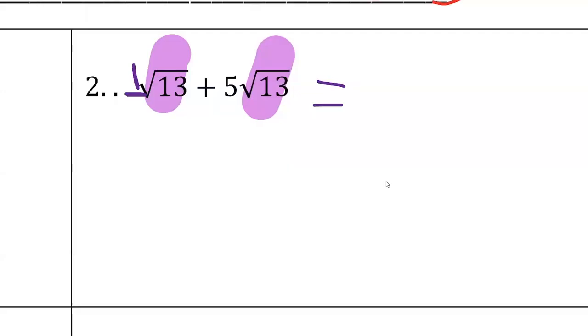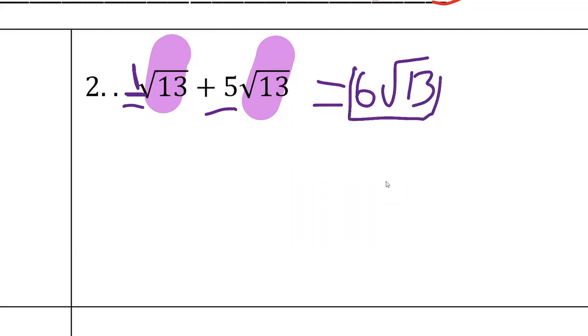Like I said, if you have 1 of these plus 5 of these, you add the outside coefficients, so that would be 6 square root of 13. You should notice when you're adding or subtracting, the radical part, the square root part, doesn't change. It's just your coefficients that you're really adding or subtracting. That's how you want to think of it.